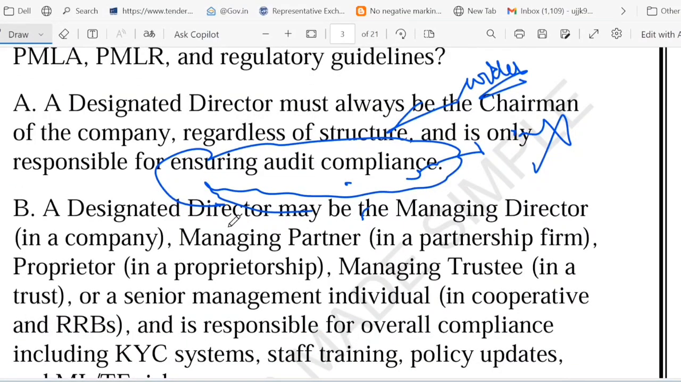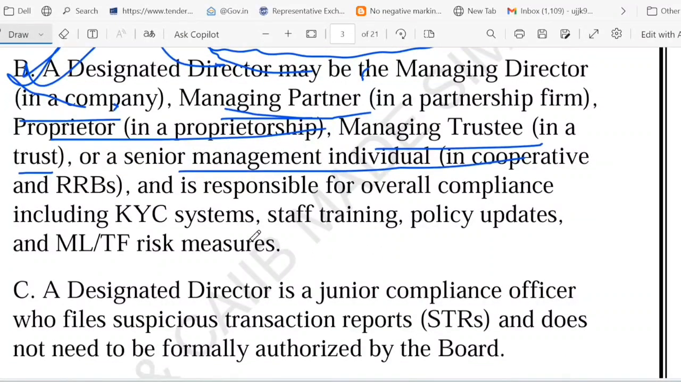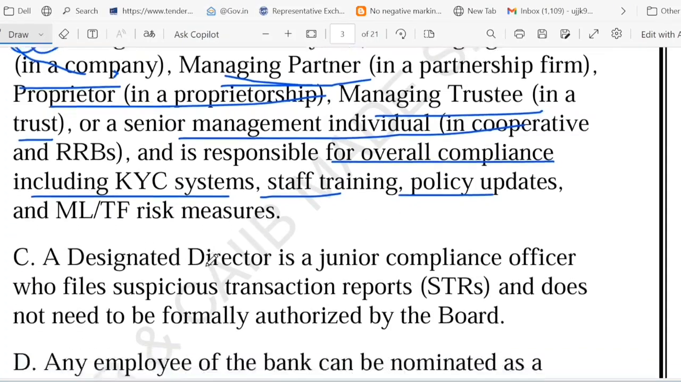Let's look at option B. Option B is correct. Why is it correct? Because it can be the managing director in a company, managing partner in a partnership firm, proprietor in a proprietorship, managing trustee in a trust, or a senior management individual in a cooperative bank and RRB. And their responsibilities are to ensure overall compliance with the law, updating KYC, staff training, and taking measures against money laundering and terror financing risk. What about option C?